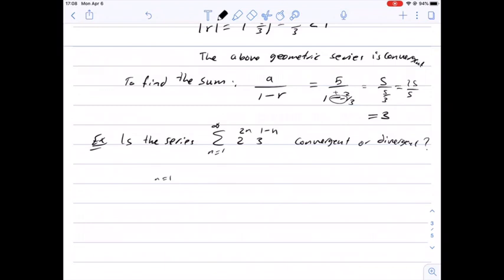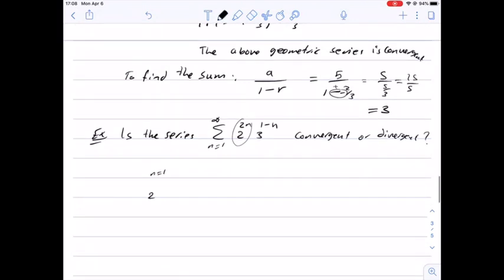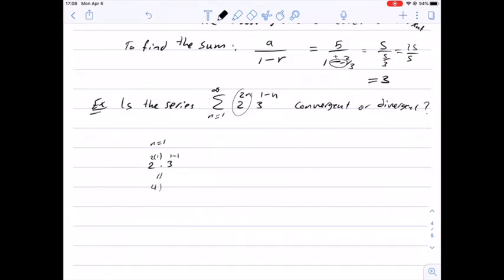When n equals 1, we get 2 to the power 2 times 1, times 3 to the power 1 minus 1, and we simplify. This is 4 times 1, because 3 to the power 0 is 1. Any number raised to power 0 is equal to 1 except 0 itself. So the first term is 4, plus.